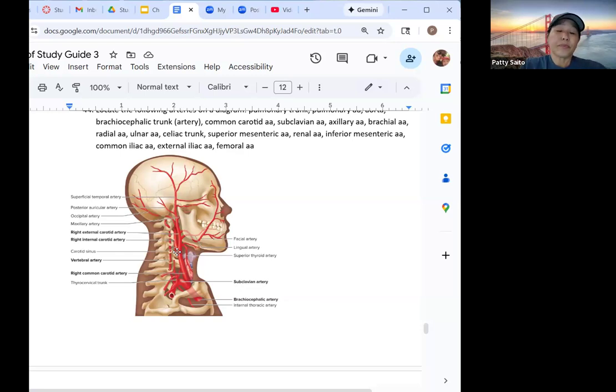And so the thing you want to do is to understand what the name is trying to tell you. Okay. All right, and the subclavian comes around and goes under the clavicle.